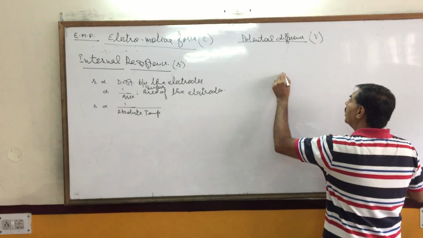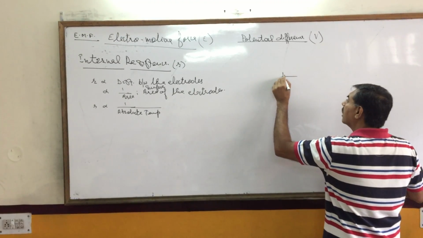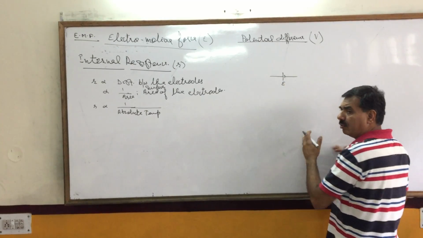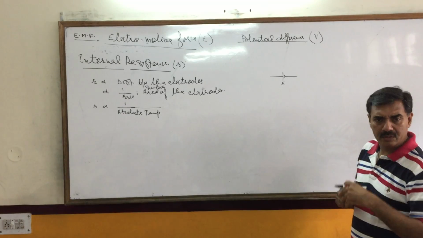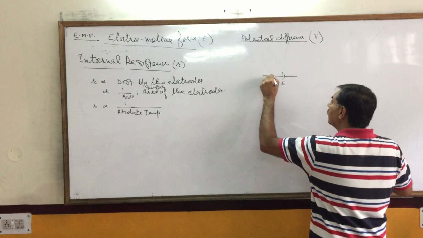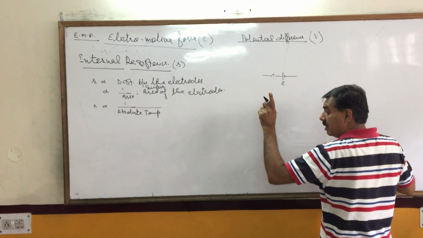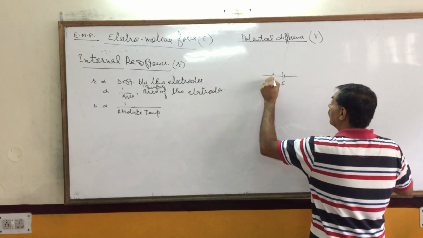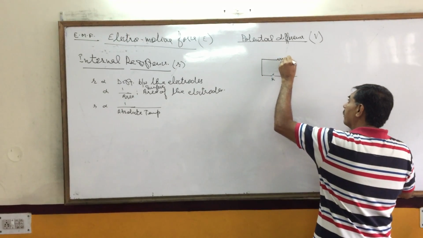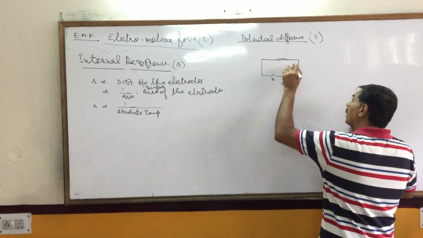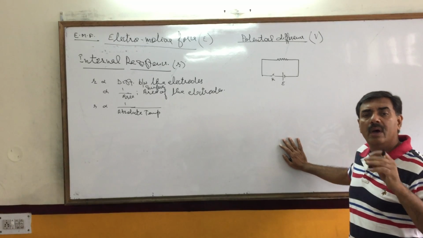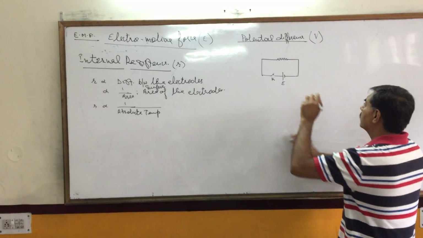Look, now I have a cell here with EMF E, it could be 5 volts. This is the key. Listen to this carefully, there will be a confusion. This could be a single resistor or a network of resistors.